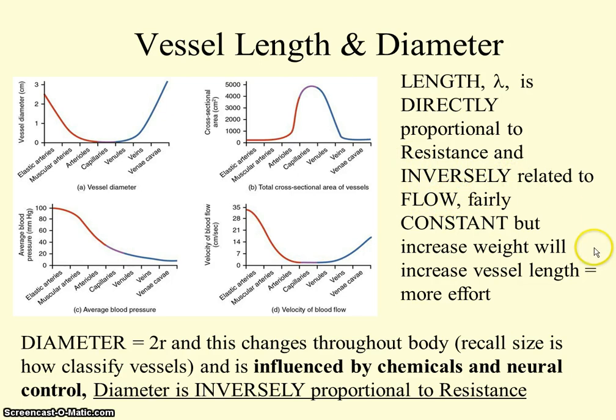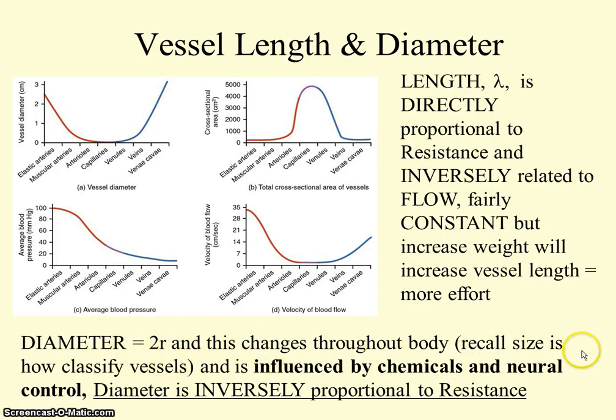All right? I mentioned here constant, but an increase in weight will increase vessel length, which means you have to have more effort put into moving blood by the heart. So we increase the workload of the heart through this. The diameter of the blood vessel, which is 2 times the radius, changes throughout the body, right? And remember that we classified arterioles and arteries and venules and veins and capillaries based on that diameter.